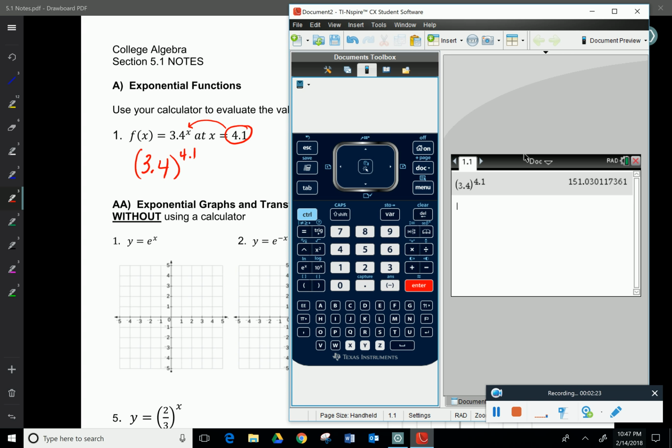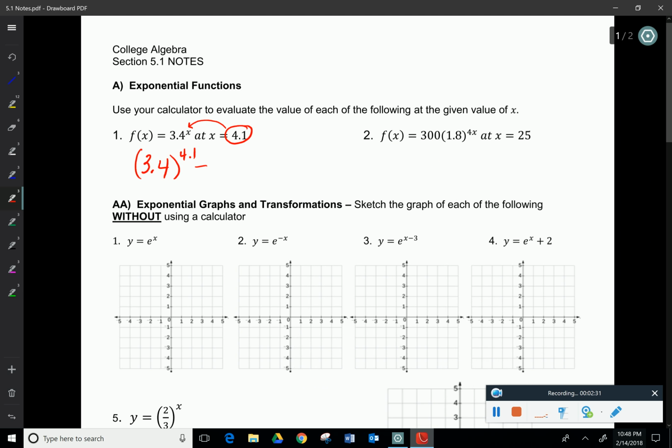And let's all round the same way. So let's go to 3 decimal places. So I'm going to say 151.030. So equals 151.030. Okay. And on the next one, when you substitute in, you just need to be careful on your calculator.